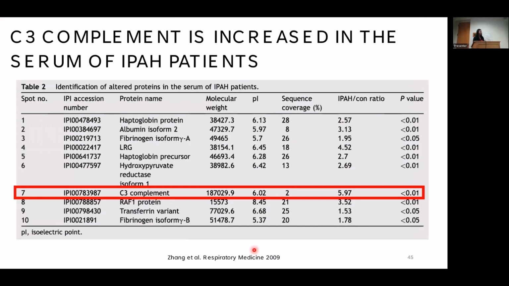So getting back to why complement might be relevant for pulmonary hypertension, in humans, what's been studied a lot is the serum of PAH patients. So we know that C3 complement is increased in the serum of PAH patients. And in this study, which looked at the altered proteins in serum of IPAH patients, actually complement had the biggest fold change in terms of the ratio of IPAH compared to controls, at almost 6-fold difference.